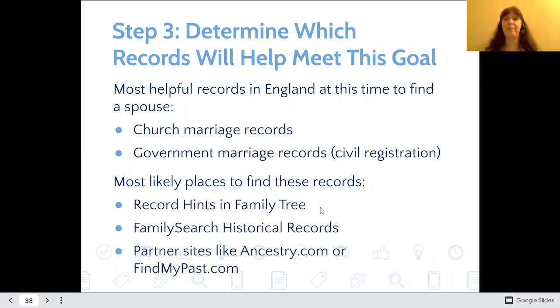And you can also search FamilySearch Historical Records directly. And then you can also search partner sites like Ancestry, Findmypast, MyHeritage, etc.